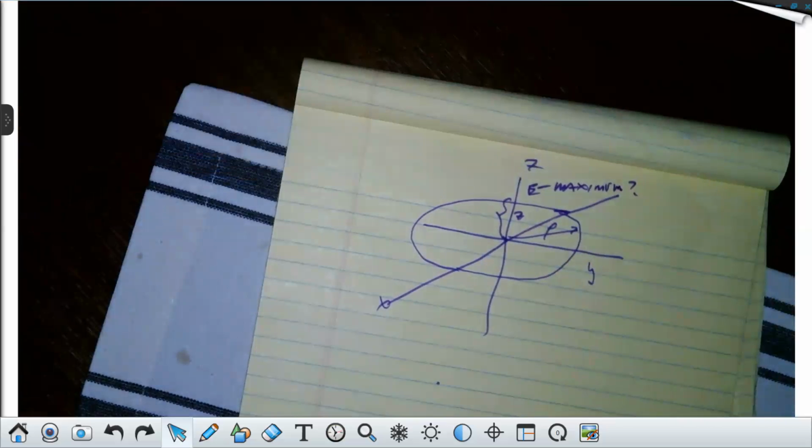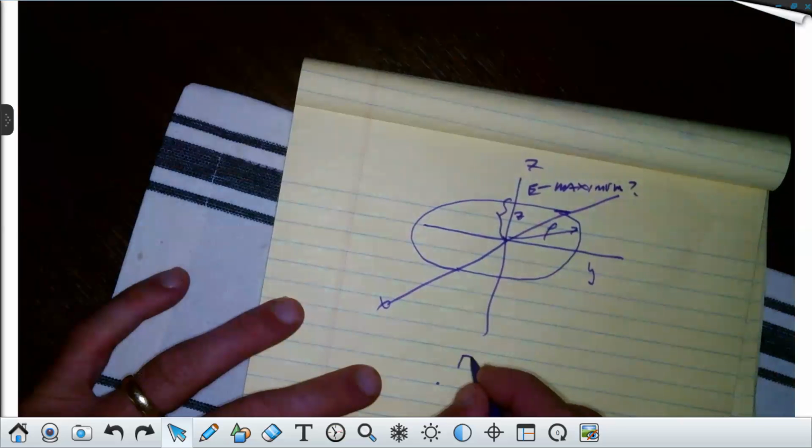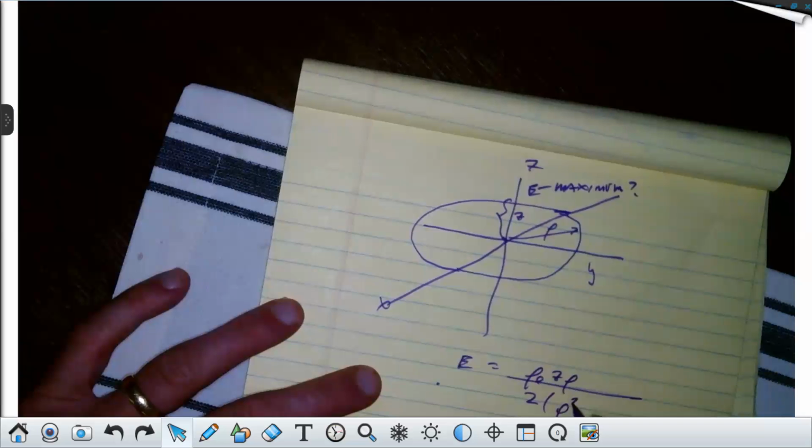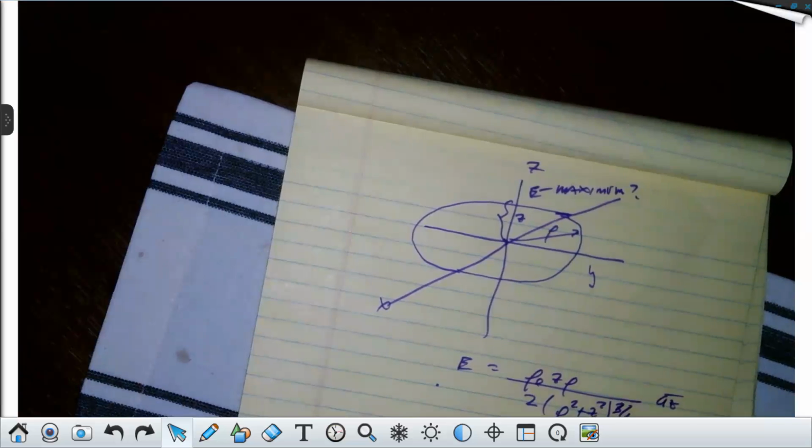So how would you find that out? Here's the electric field equation, right? It's rho L times Z times rho over 2 times rho squared plus Z squared to the 3/2 power. I know it's in the AZ direction, and that's what his equation shows on the bottom of page 138. So how do I find out where it's a maximum? I've got the equation. I want to find out where on the Z-axis it's a maximum.